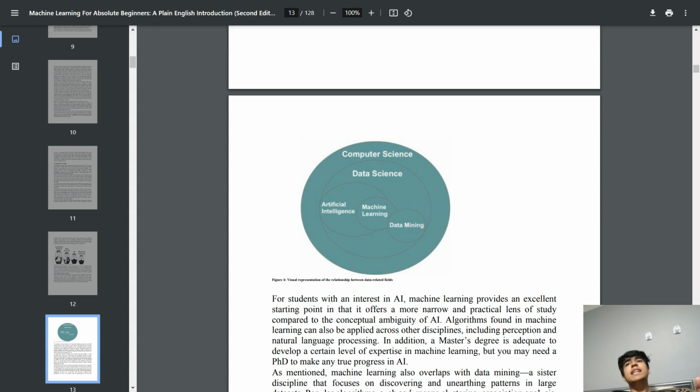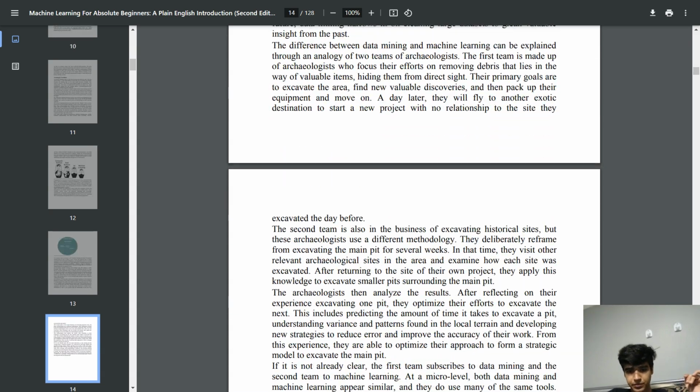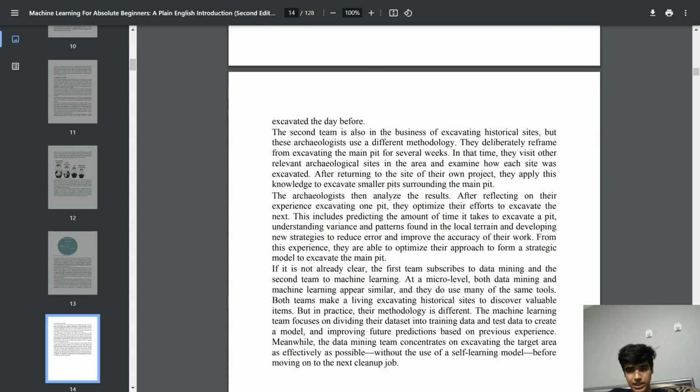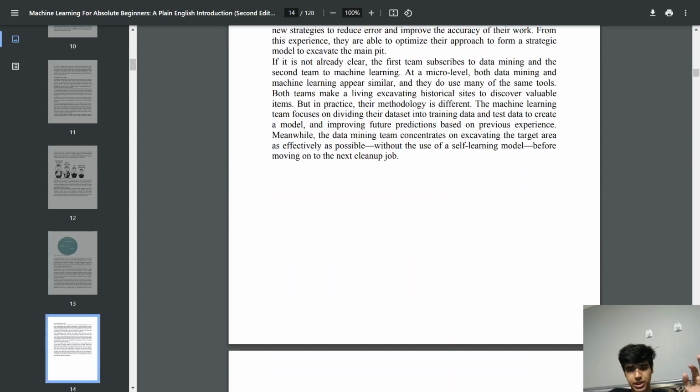So every machine learning is AI, but not every AI is machine learning, because we have deep learning too. That's how it works. Every machine learning is AI, but not every AI is machine learning. But every AI is data science, and every data science is under computer science. So that's how it works. Actually, this is extra information about that.